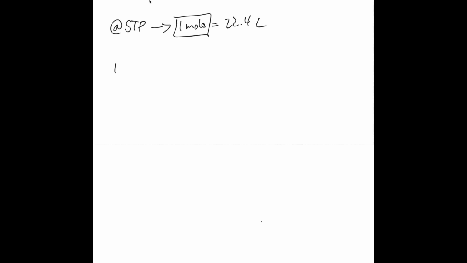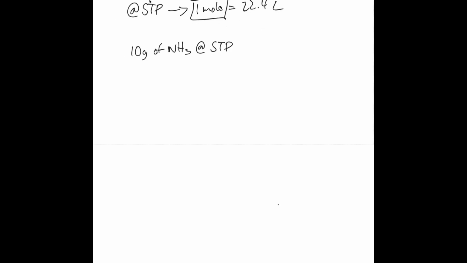So let's say we had 10 grams of NH3, and this was obviously at standard temperature and pressure. I'm going to drag this down a little bit. All right, so how would you go about solving this? Well, the first thing you want to recognize is that you are starting with the grams, and you want to get this into liters, right? So I should probably write this into liters, question mark.